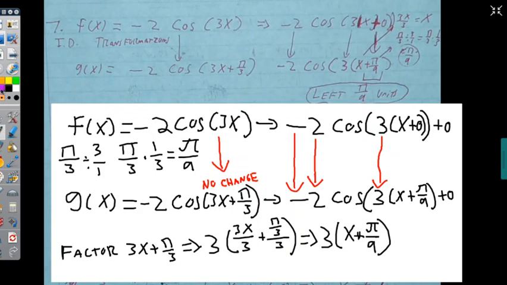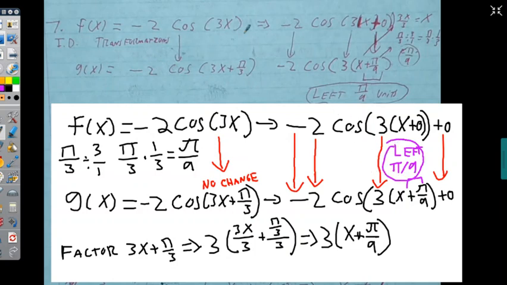But this is where there is a change. There is a change when we go from x plus 0 to x plus pi over 9. So what does this plus pi over 9 indicate? We're going to move left pi over 9. And then there's no change from having no vertical shift to no vertical shift. So our only real transformation here is moving left pi over 9.